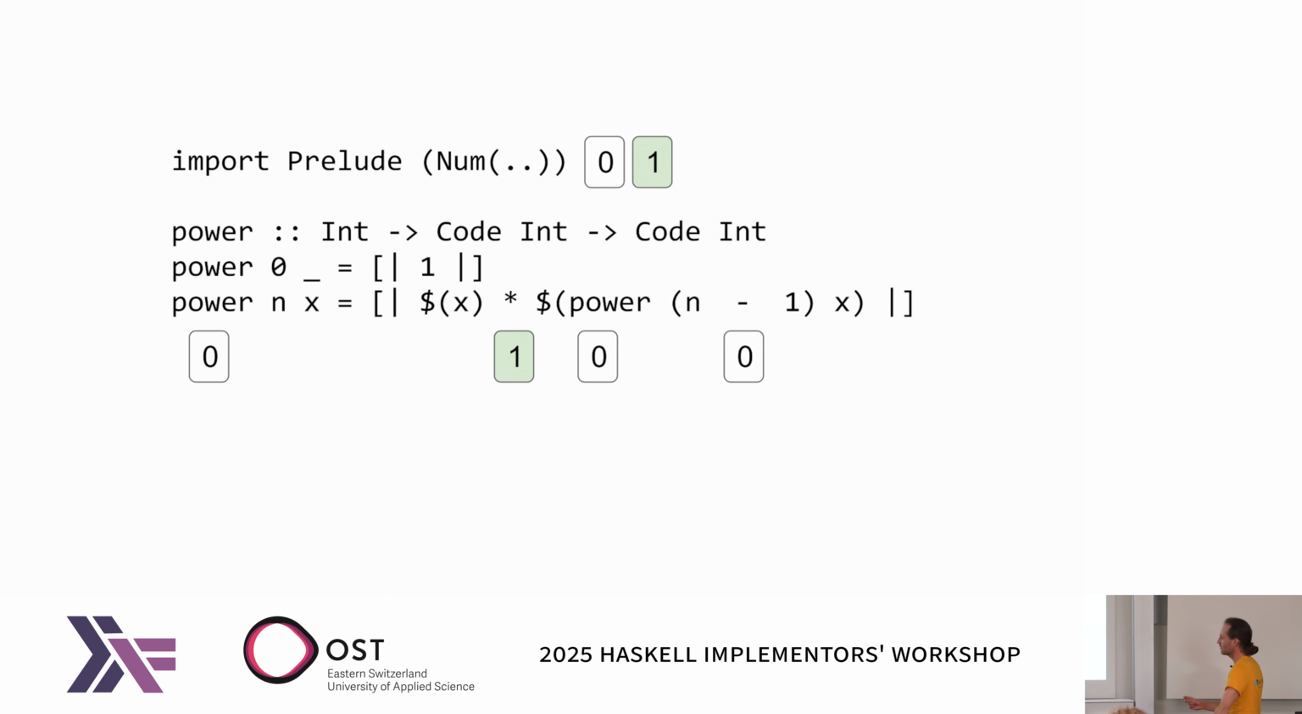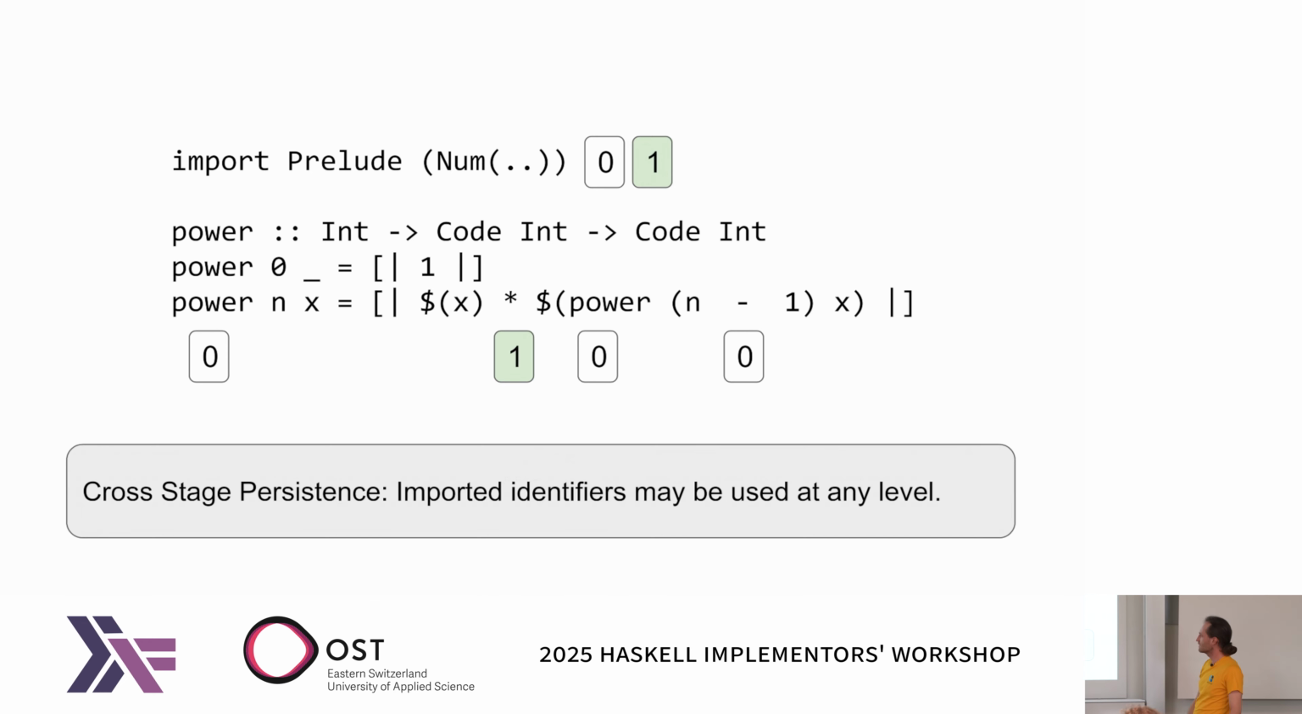So at the moment, we have local variables brought into scope at a particular level, and imports bringing things into scope at all levels. This special rule, which Vlad was talking about earlier, is known as cross-stage persistence. We add this special rule which says if something's imported, we can use it at any level.